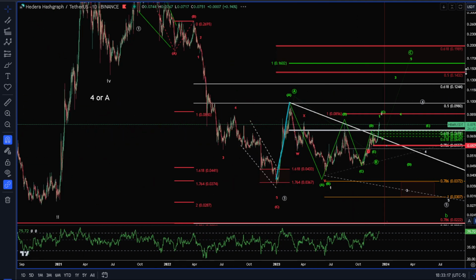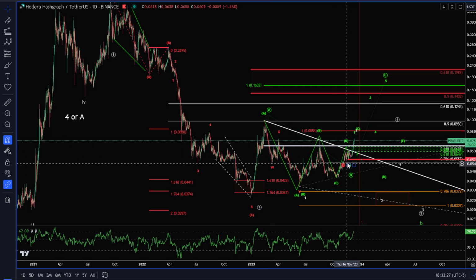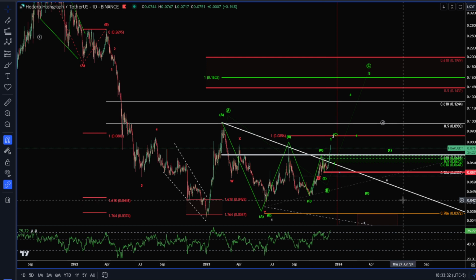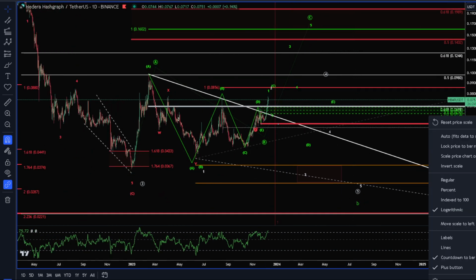Right between the 50 and the 618 of this down move from the original bear market top, at the one-to-one extension of this A off this potential triangle E low, up to around 16 cents. Now I do have some alternatives in play, which would basically mean we have to drop from here.